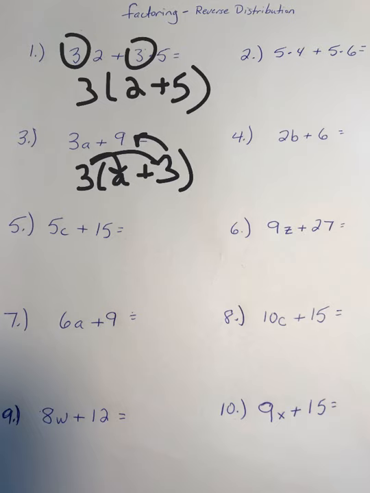This one, you pull a 5 out of there. This is c plus, then you say, okay, 5 times what is going to be 15? 5 times 3. So really you're looking for a common multiple.